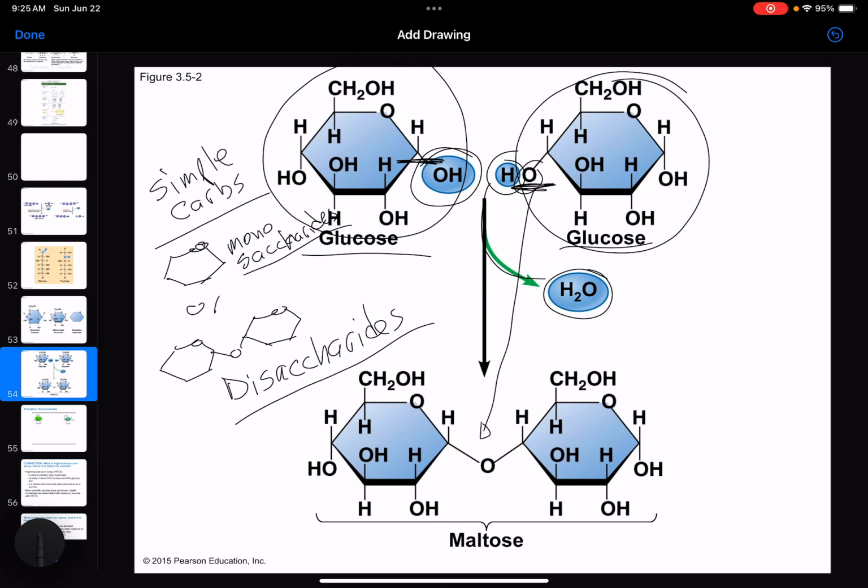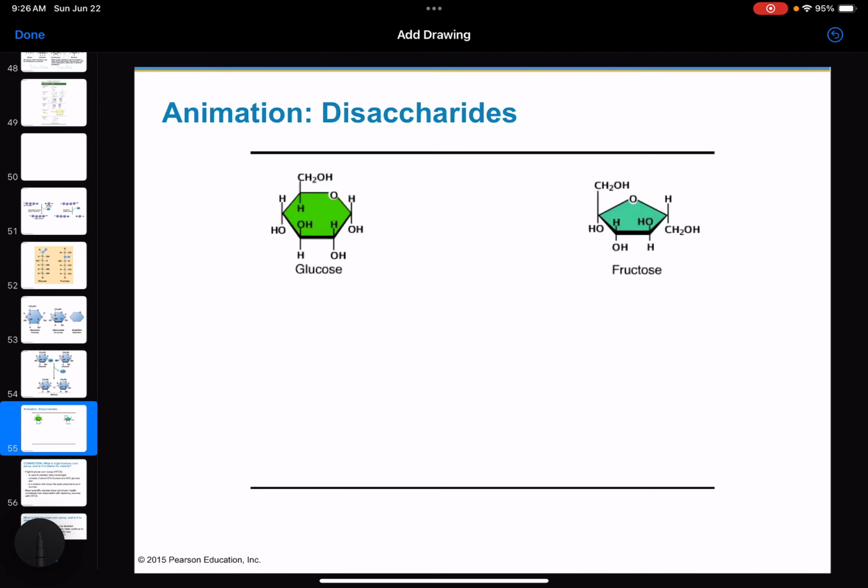Okay, you can link a variety of different types of monosaccharides together to form a variety of different disaccharides. So for example, if you link glucose and fructose together, you will create this. Notice how fructose looks a little bit different from glucose. They have the same exact chemical formula, but their shapes are different. But if you link these two together, you will then create the following.